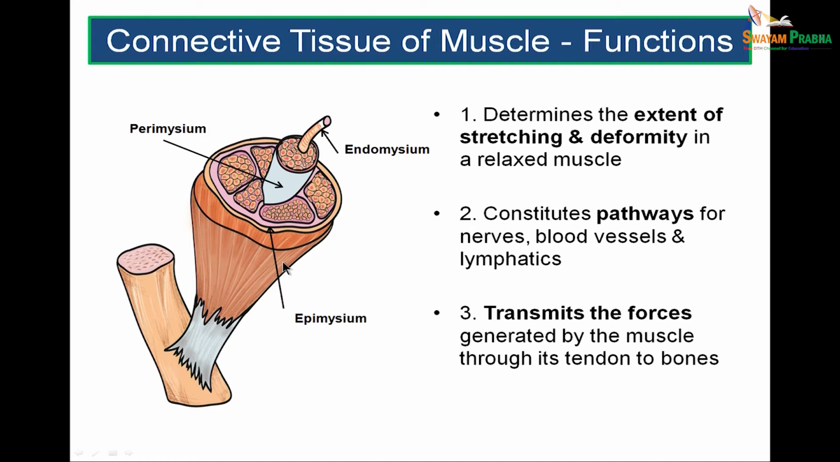What is the function of all this connective tissue? First of all, it will prevent excessive stretching of the muscles, especially in the relaxed state. Secondly, it constitutes pathways for the nerves, the blood vessels and the lymphatics to pass to the muscle. Thirdly, and most importantly, it transmits the forces generated by the muscle through its tendon to bones.